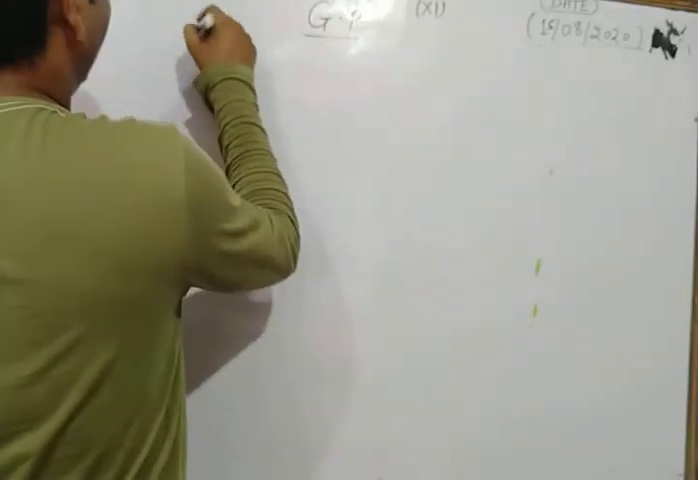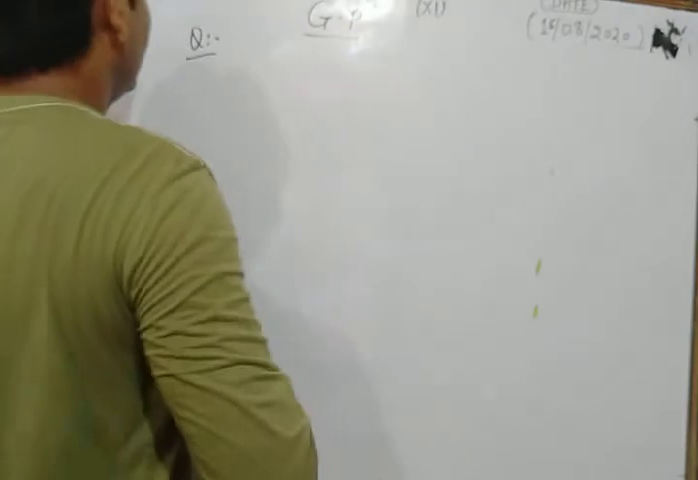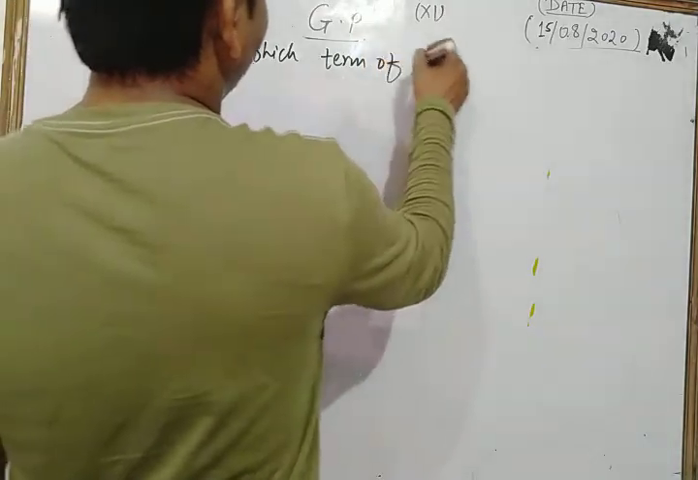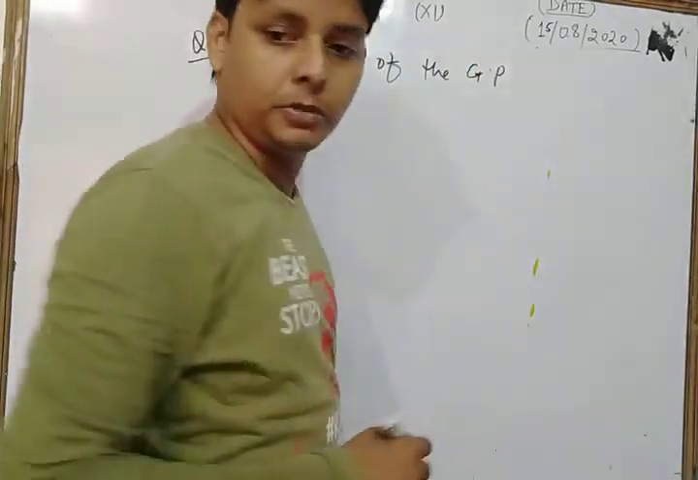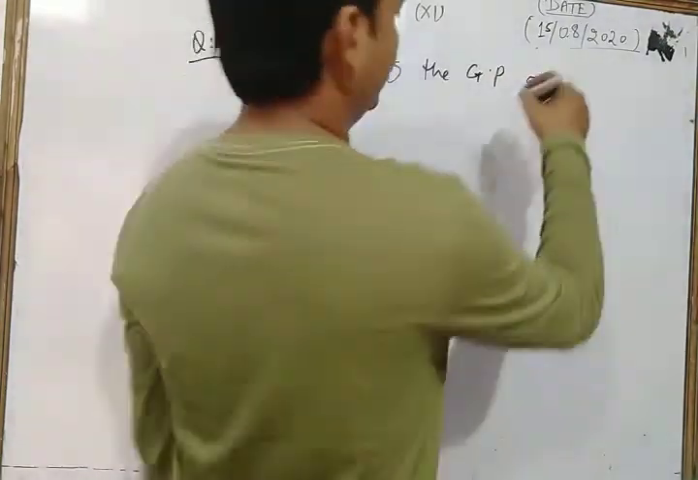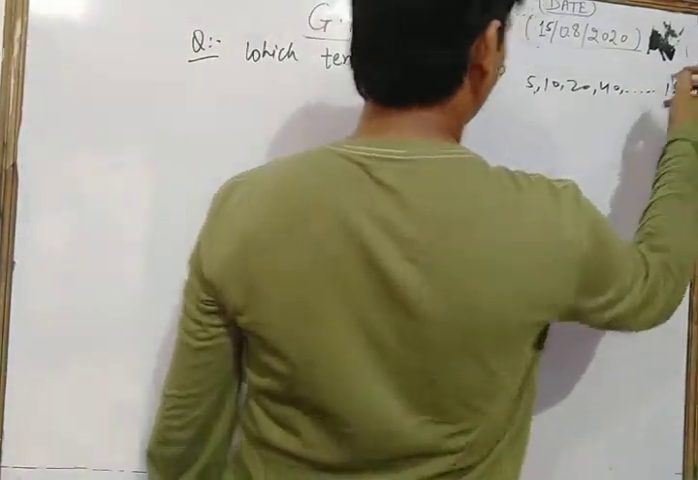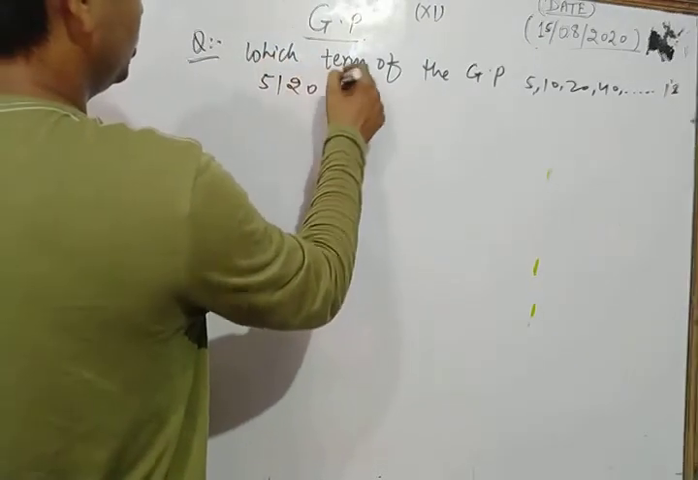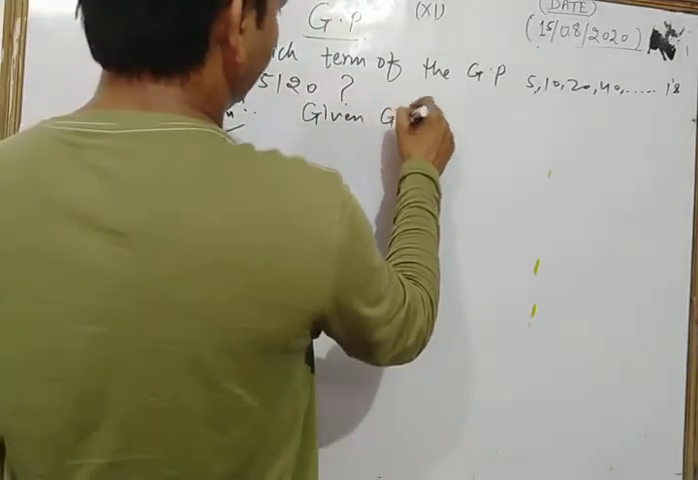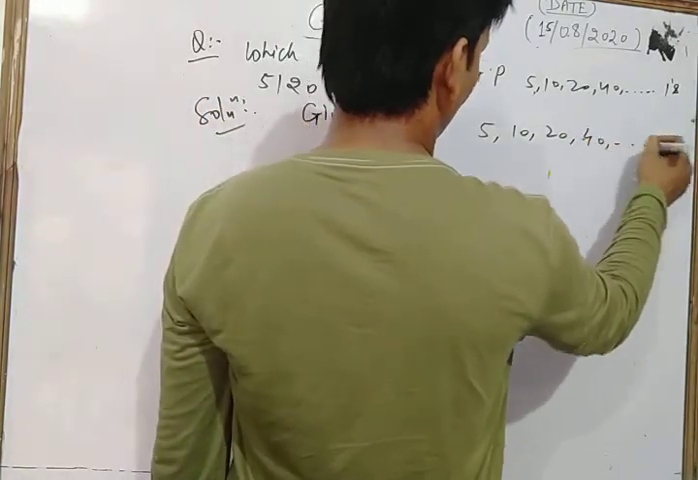Now take another question. The question is, which term of the GP 5, 10, 20, 40 is 5120? This is your question. So dear student, first of all we write the given GP. The given GP is 5, 10, 20, 40 and so on.